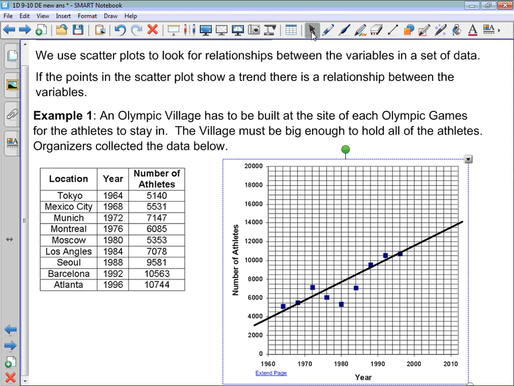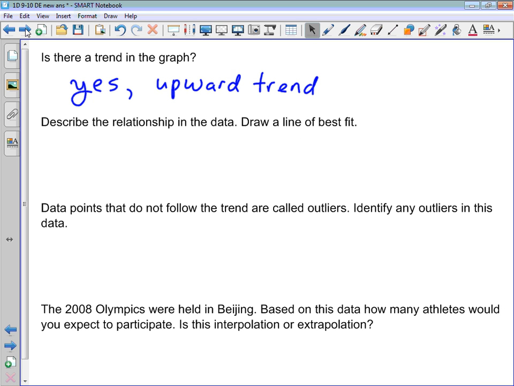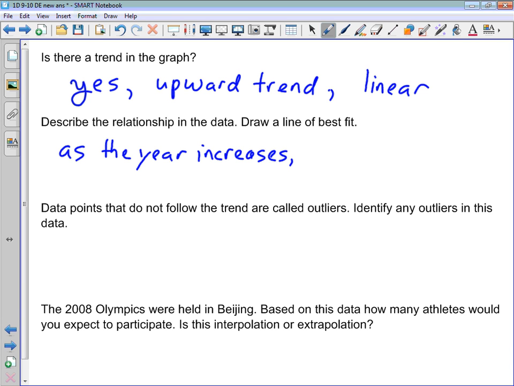So what we can add to our answer: is there a trend in the data? Yes, there's an upward trend. It is linear. Describe the relationship in the data and draw a line of best fit. We've already done our line of best fit, but we can describe this by saying as the year increases, the number of athletes increases.